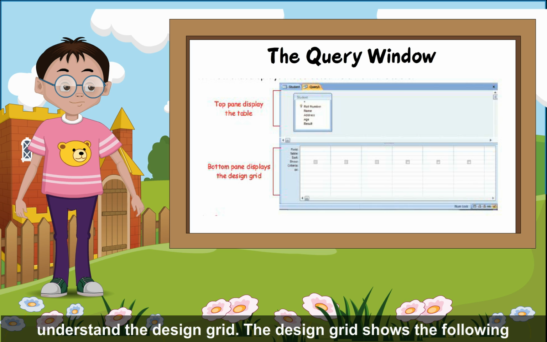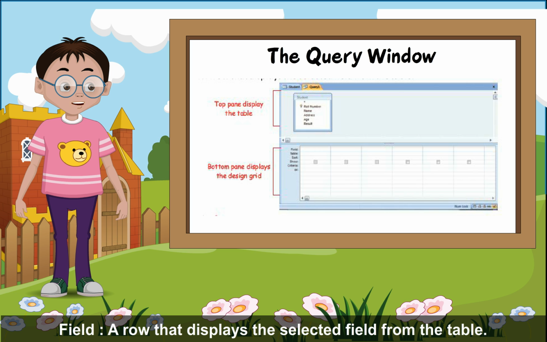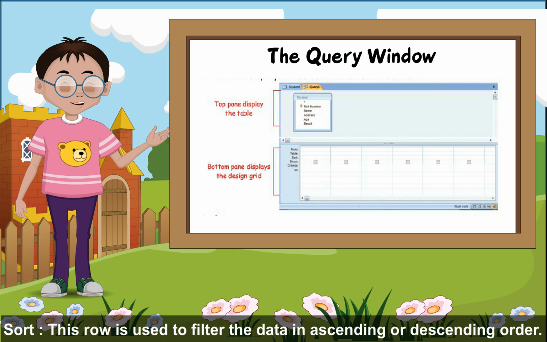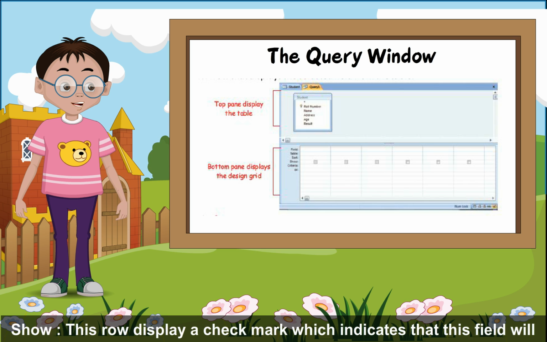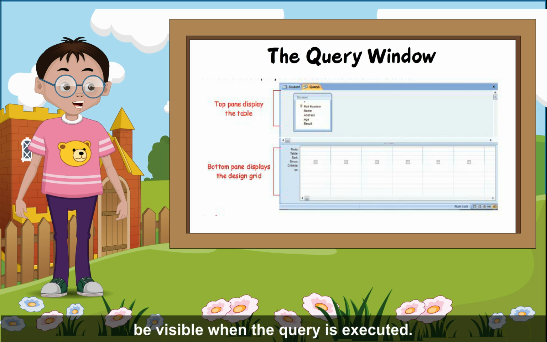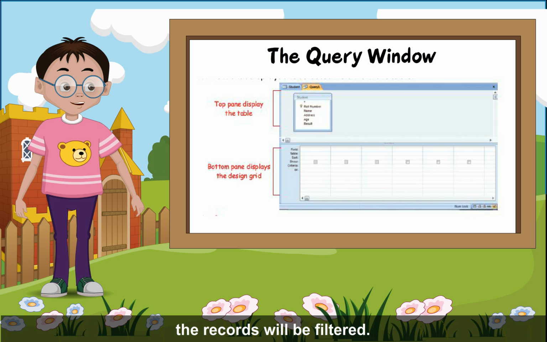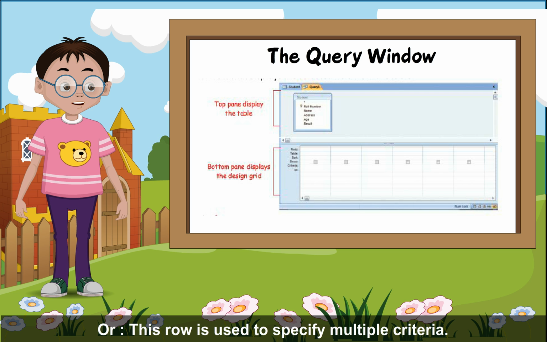Let us understand the design grid. The design grid shows the following headings. Field, a row that displays the selected field from the table. Table, this row displays the name of the table. Sort, this row is used to sort the data in ascending or descending order. Show, this row displays a check mark which indicates that this field will be visible when the query is executed. Criteria, this row is used to specify the conditions on the basis of which the records will be filtered. Or, this row is used to specify multiple criteria.